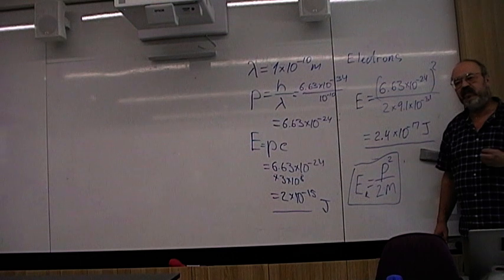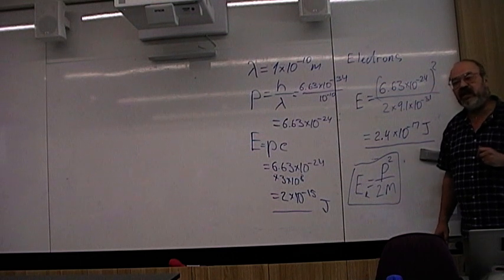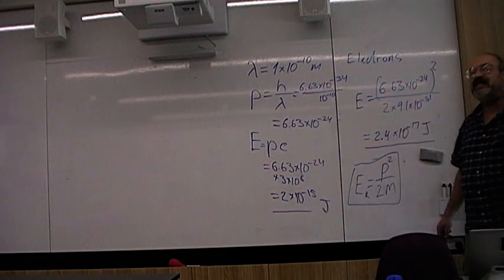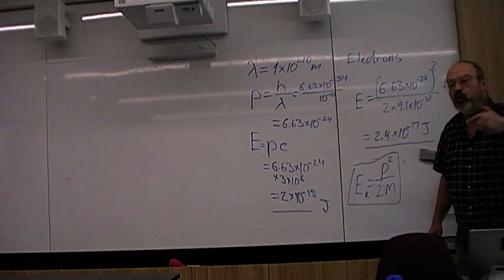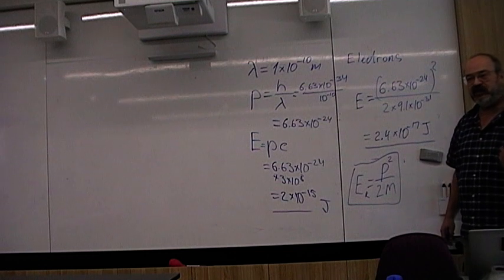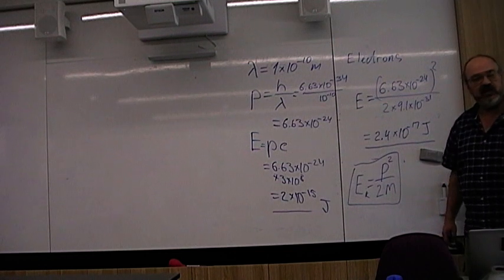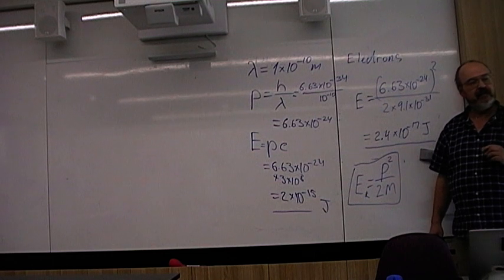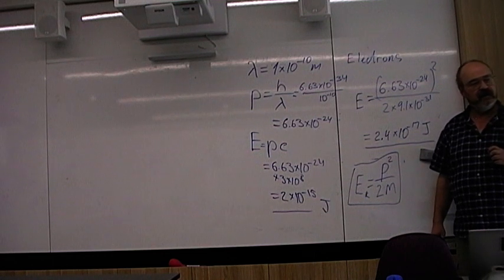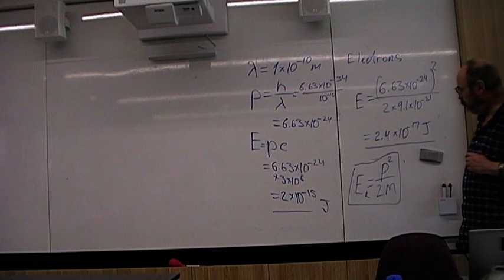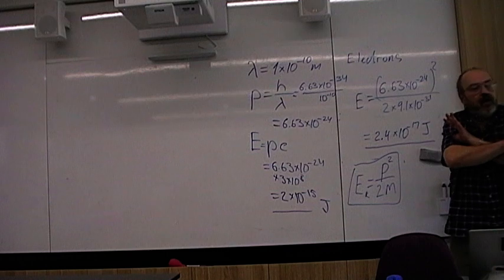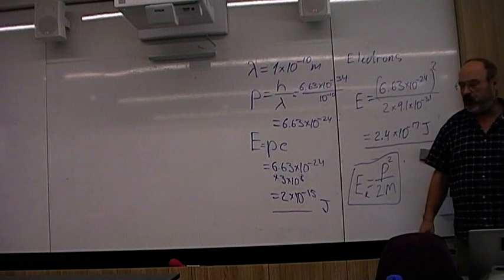Aren't you just finding the energy of an electron with the same momentum and so the same wavelength as an X-ray? Yes. Is kinetic energy equal to momentum squared divided by 2m true in all cases? It's applicable always, everywhere. It's not just for electrons.